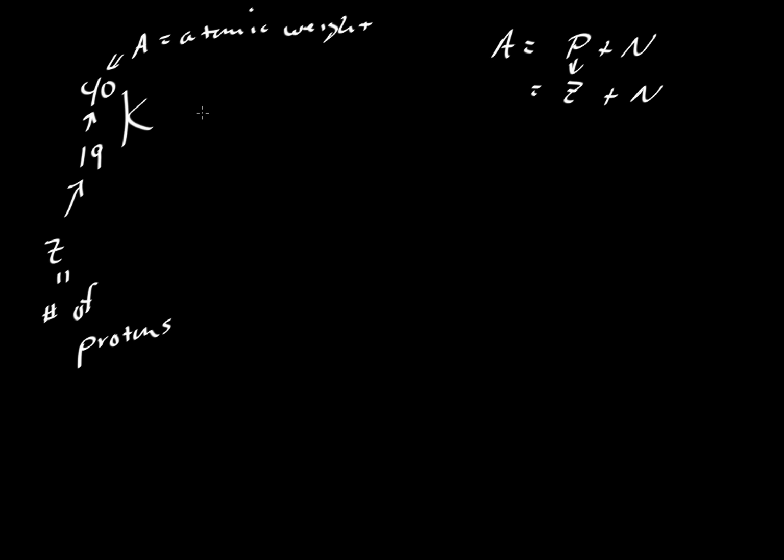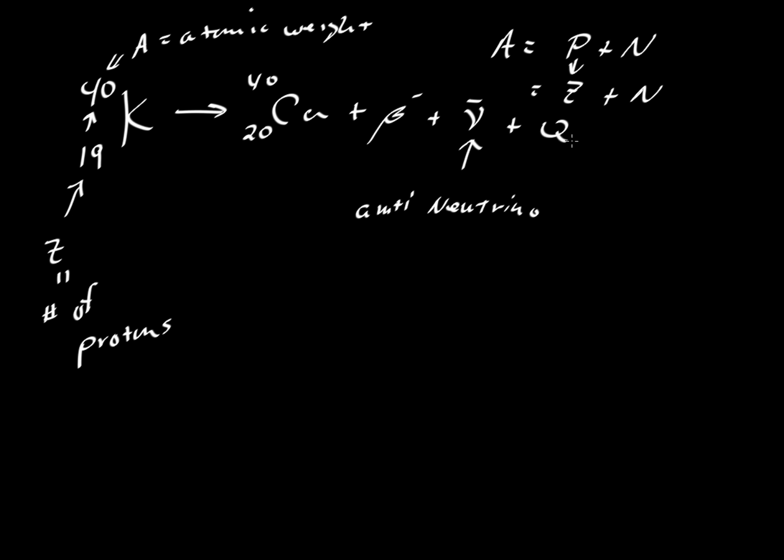So potassium 40 can decay into calcium 40. And calcium has an atomic number of 20. And this happens by beta decay. A beta particle is emitted from the nucleus. We also have an antineutrino, so this letter nu is for neutrino, and when we put a bar over it, it means that we have an antineutrino. And then there's a little bit of heat energy that's released, and we'll just write that as Q. So here's the equation. Potassium 40 decays into calcium 40 plus a beta particle being emitted, plus a neutrino, and plus a little bit of energy.